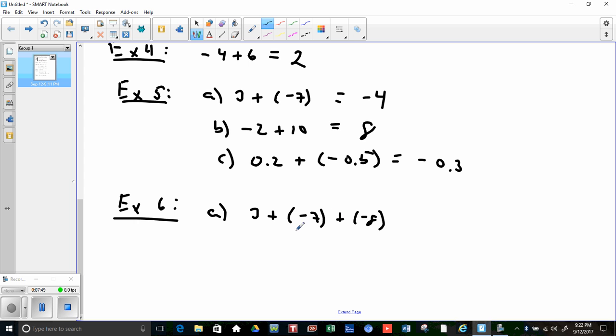So again, the concept is start at the left because I've got all additions, so I have to start left to right. 3 plus negative 7, that's 3 spaces to the right to start. Then I'm going to go back to the left 7 spaces, so I'm going to go back to negative 4, and then plus the negative 8 is going to put me back even more to the left. So from negative 4, 8 more to the left is going to put us at negative 12.